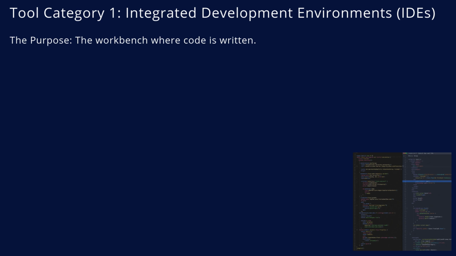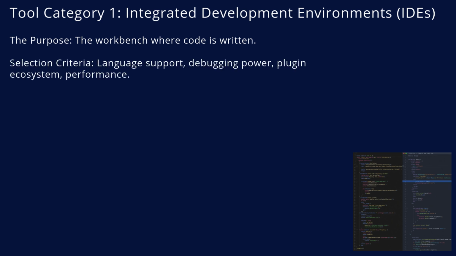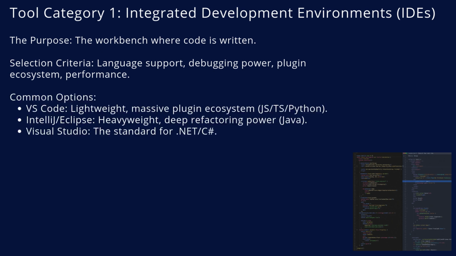The first category is your daily home, the IDE, Integrated Development Environment. How do you select one? If you are writing a lightweight React app, you might select VS Code because it starts fast and has great JavaScript plugins. If you are building a massive enterprise Java monolith, you might select IntelliJ because its refactoring tools and deep code analysis are superior, even if it uses more RAM.